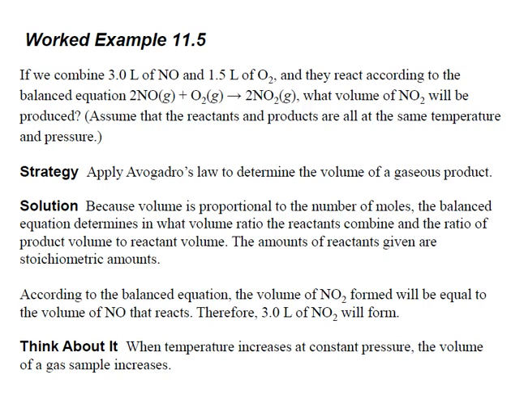Our solution. Volume is proportional to number of moles, and our balanced equation will allow us to give our ratio of reactants to products. The amounts of the reactants are given from the coefficients in our balanced equation. So according to the balanced equation, the volume of nitrogen dioxide formed, which is, we have 2 moles, will be equal to the volume of nitrogen monoxide that reacts, which is 2 moles. Therefore, 3 liters of nitrogen dioxide will form.